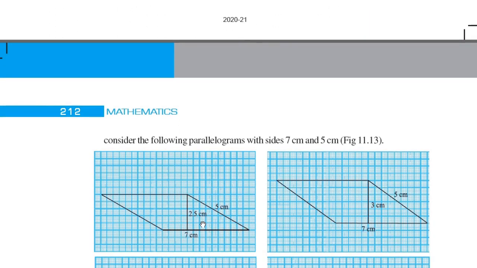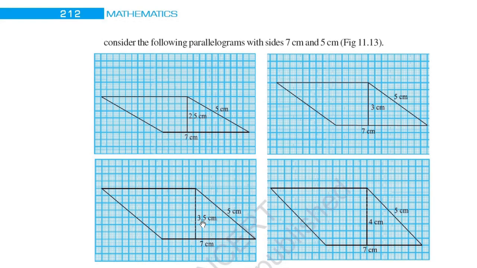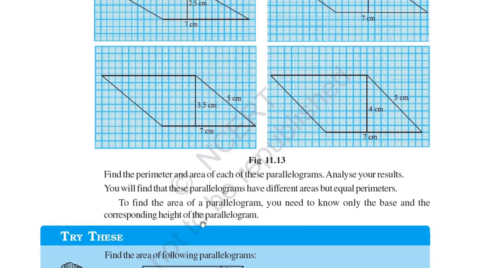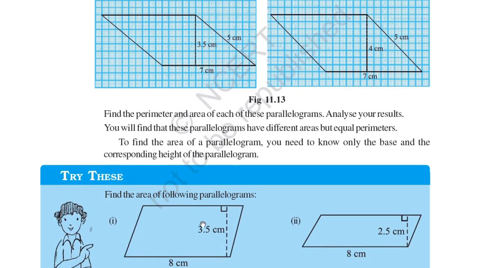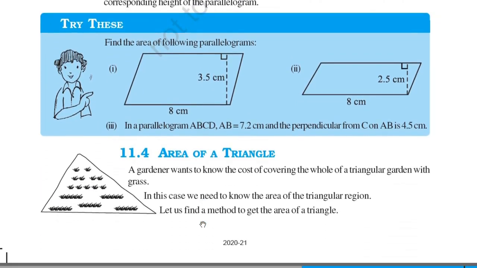Consider the following parallelograms with sides 7 cm and 5 cm as in figure 11.13. Find the perimeter and area of each of these parallelograms. Analyze your results. You will find that these parallelograms have different areas but equal perimeter. To find the area of a parallelogram, you need to know only the base and the corresponding height. So it is easy. Now, area of a triangle.